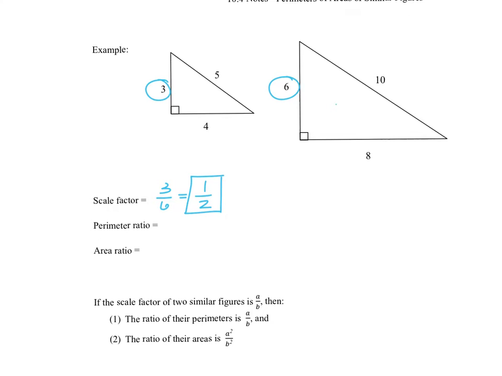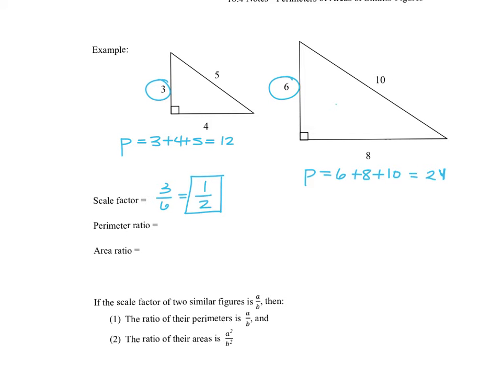The scale factor is 1 to 2. Now let's look at the perimeter of both those figures. What is the perimeter of the first triangle? It's 3 plus 4 plus 5, which is 12. Okay. What's the perimeter of the second one? 6 plus 8 plus 10, which is 24.